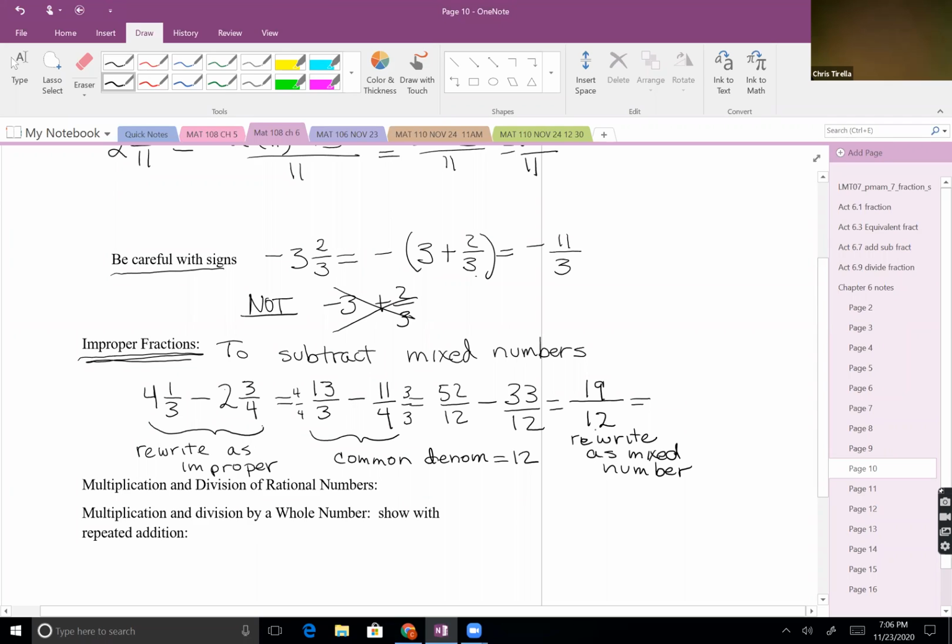Or the idea that 19 divided by 12, 12 goes into 19 once, leaving us with a remainder of 7, giving us 1 and 7 twelfths.